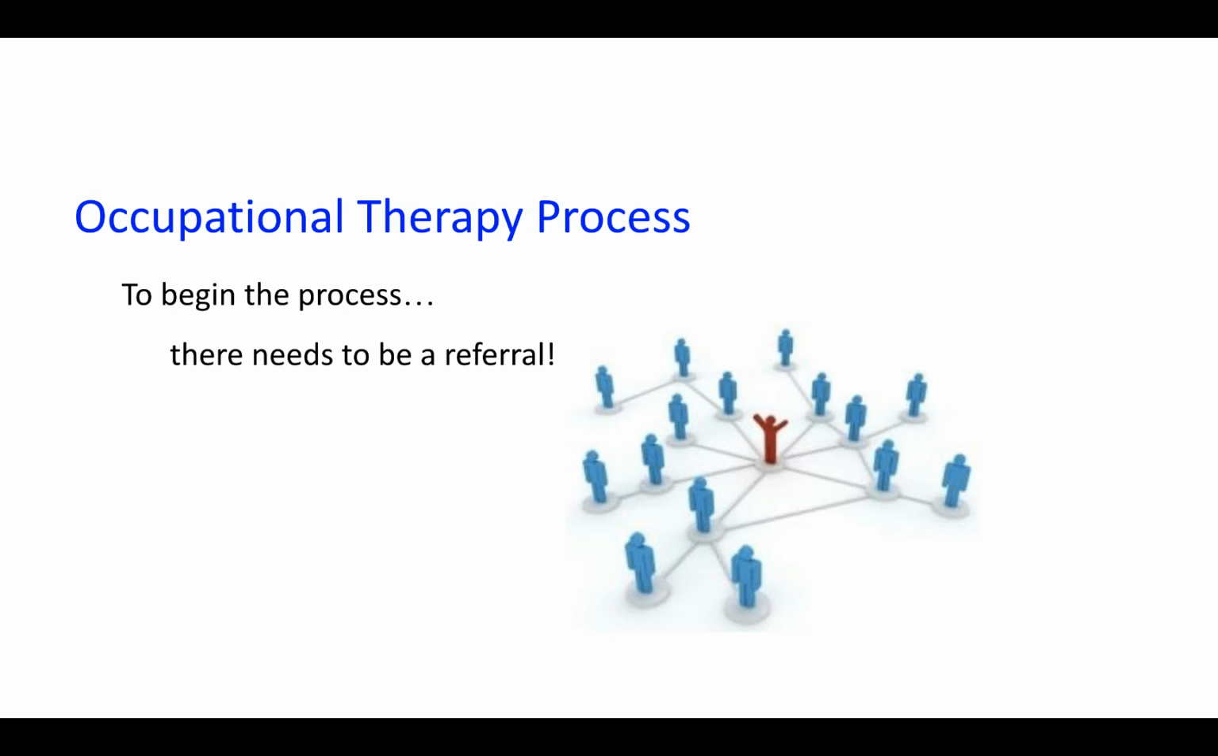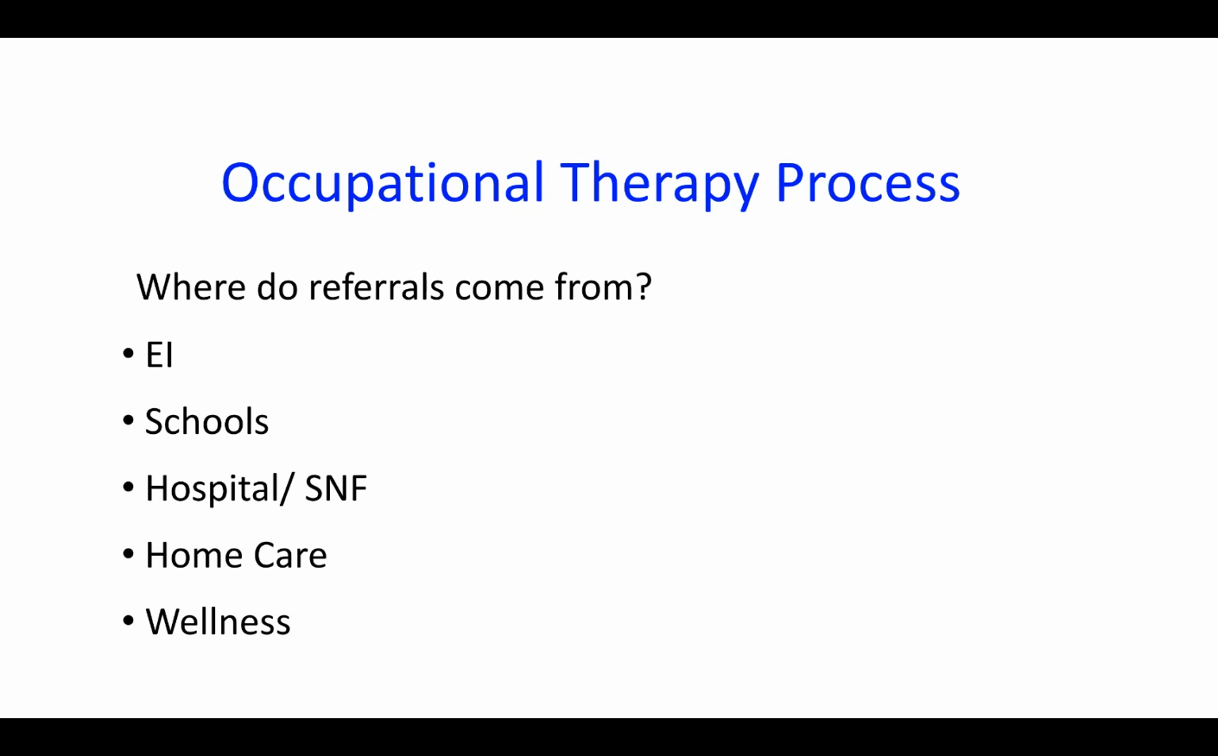So what is the OT process? To begin with, there needs to be a referral. Kind of talked about that a minute ago. But where do the referrals come from? So we can receive referrals through early intervention. If we're working with children, early intervention is providing services to children from birth till 3 years of age.